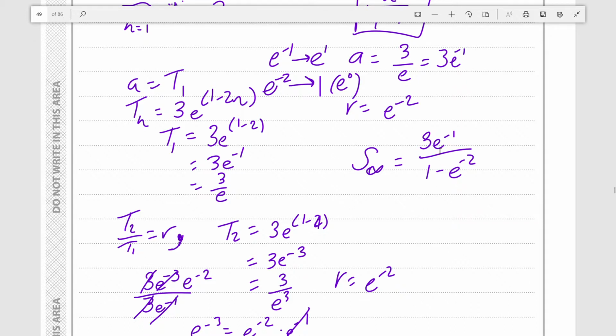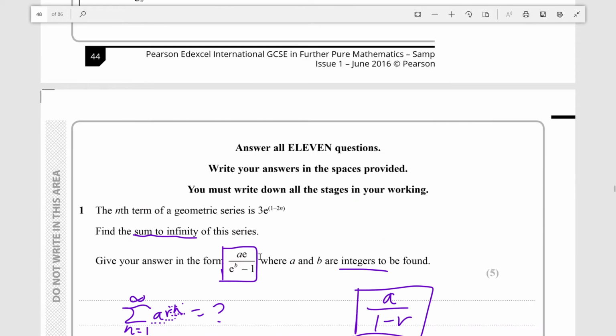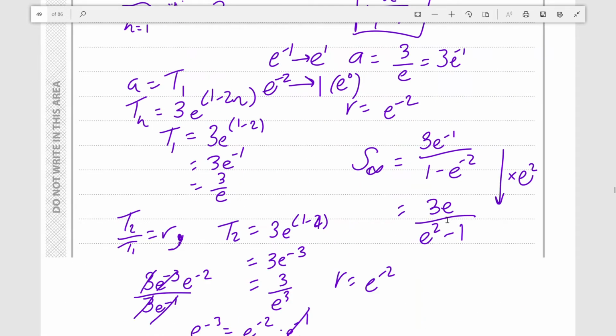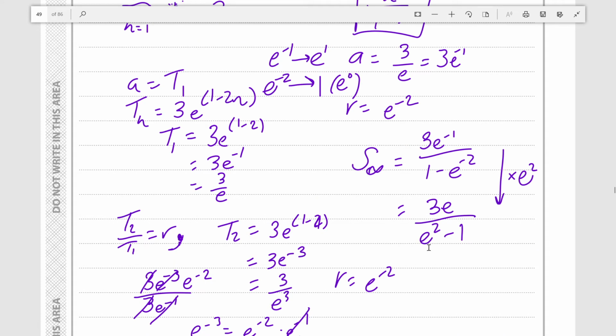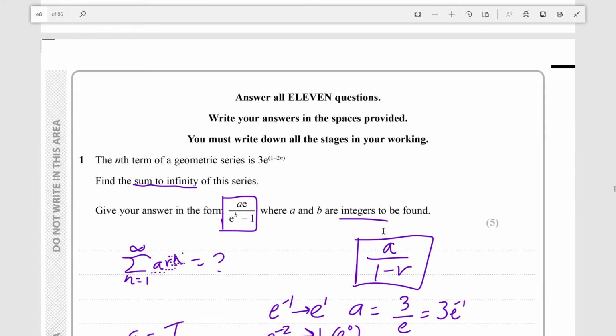And since we're multiplying both the numerator and the denominator by e squared, the value of this fraction remains the same. So after multiplying by e squared, we will get 3e over e squared minus 1. Now, we have given our answer in the form 3e, or an integer a times e, over e to the power of an integer b over e squared minus 1.